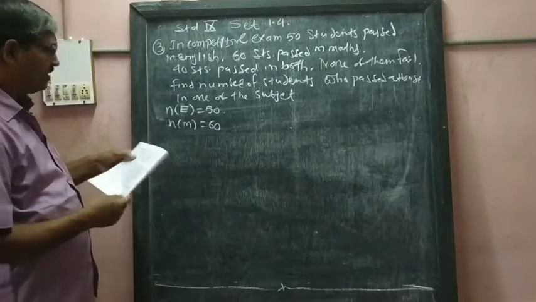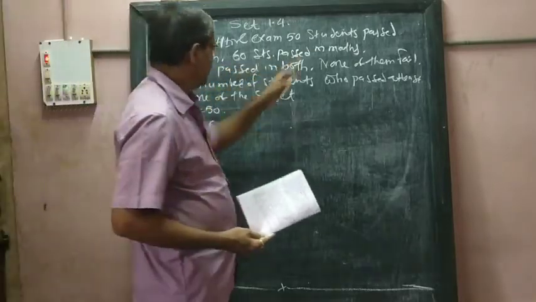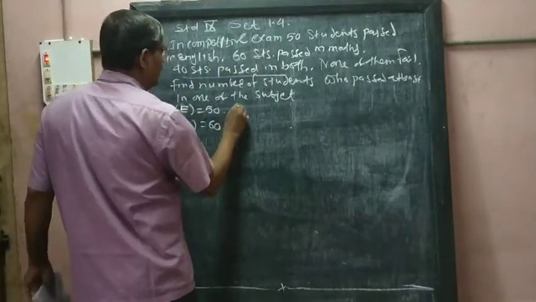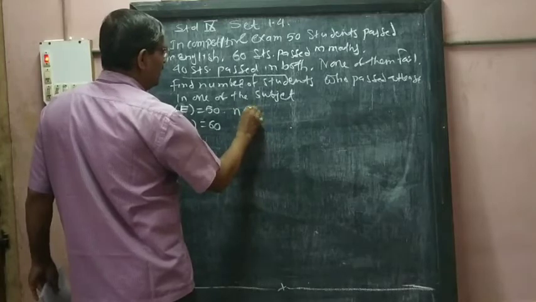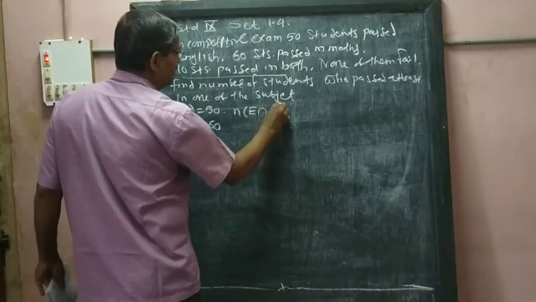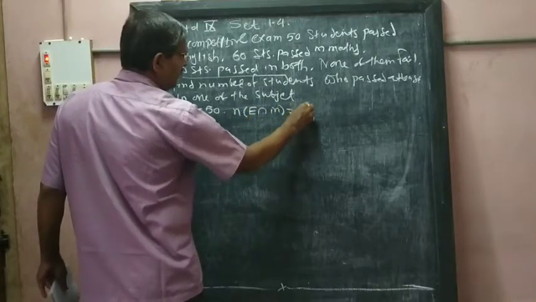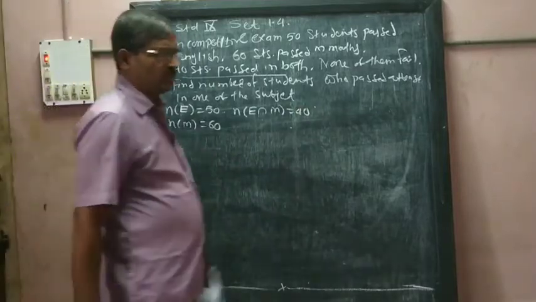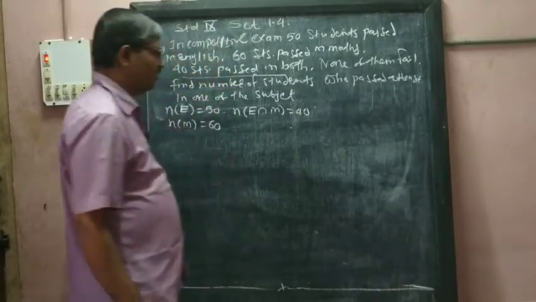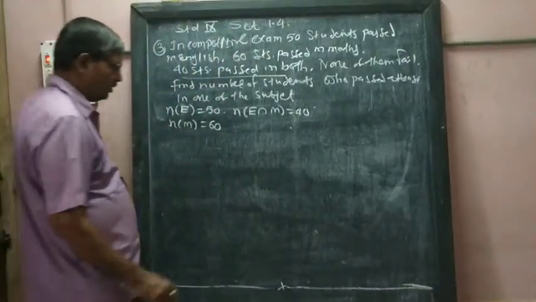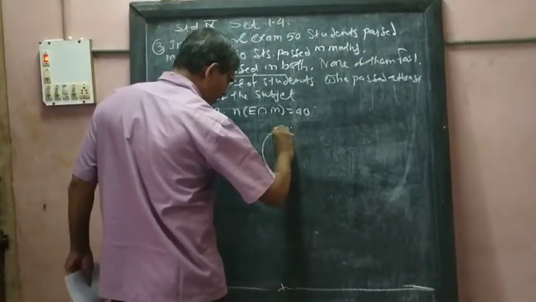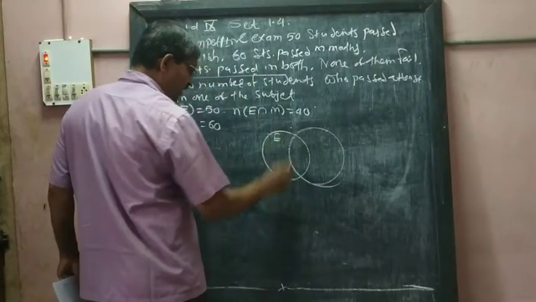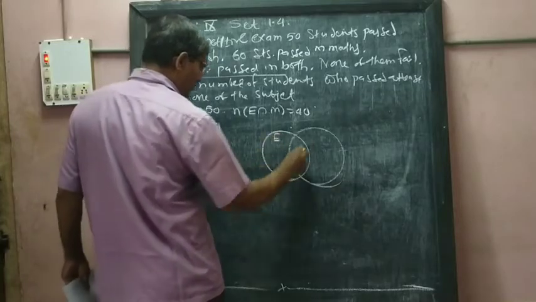Number of students passed in maths is equal to 60. 40 students in both: the number of students passed in English as well as in maths is equal to 40. No one failed, none of them failed. So find the number of students who passed in at least one of the subjects. You may show it with a Venn diagram like the previous question. Here E is the set of students passed in English.